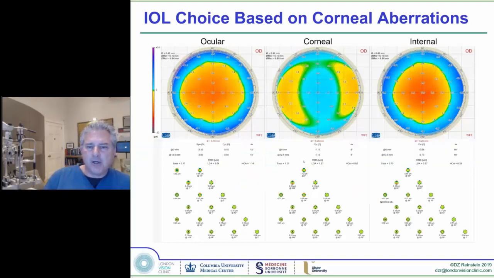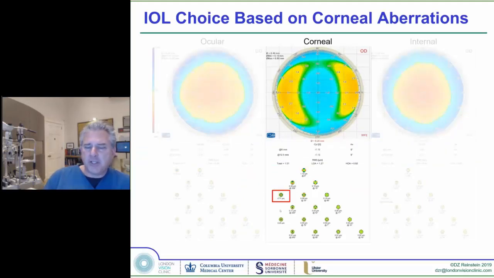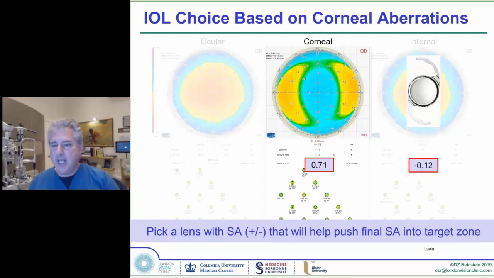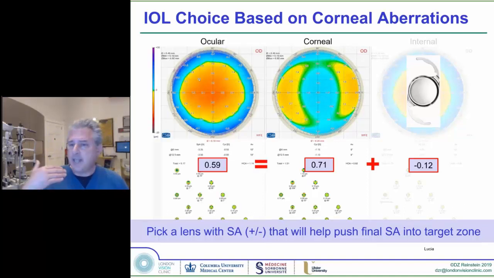So the example here that I'm going to give you is a patient that had had a big treatment, had 0.71 microns of spherical aberration on the cornea, okay? And I'm going to choose a lens that will help push the spherical aberration into target zone. So I'm going to put in the minus 0.12 spherical aberration lens to reduce the plus 0.71 to minus 0.59. And that's going to give us a much better optical depth of field without loss of contrast.